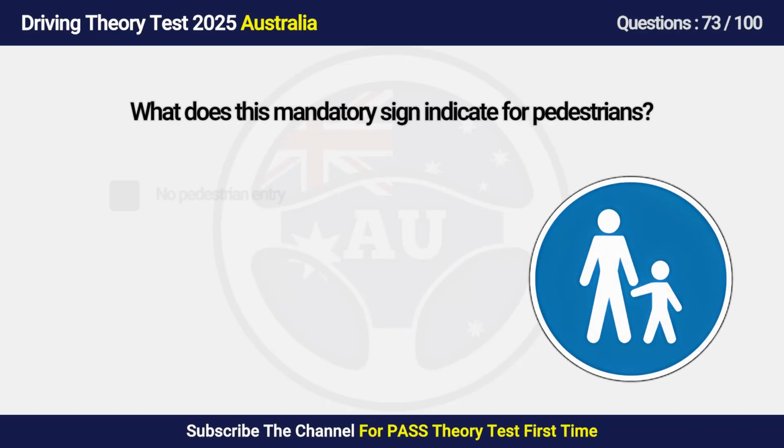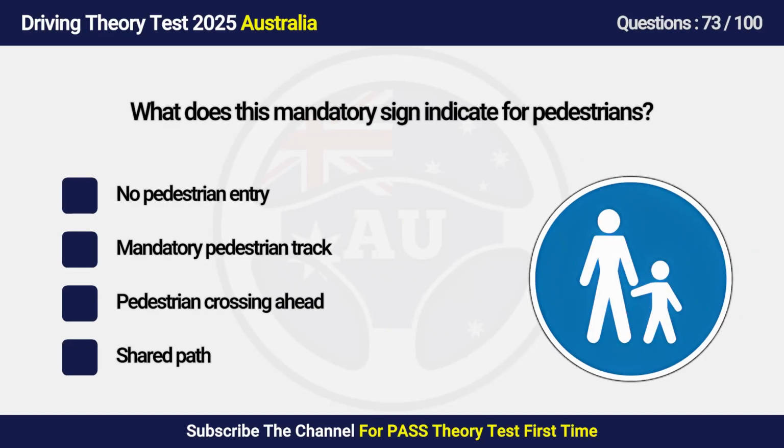Question 73. What does this mandatory sign indicate for pedestrians? A. No pedestrian entry. B. Mandatory pedestrian track. C. Pedestrian crossing ahead. D. Shared path.